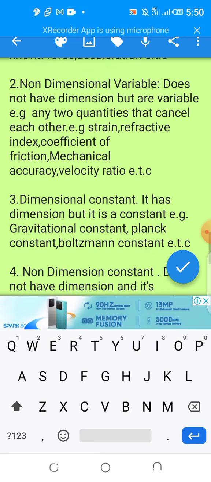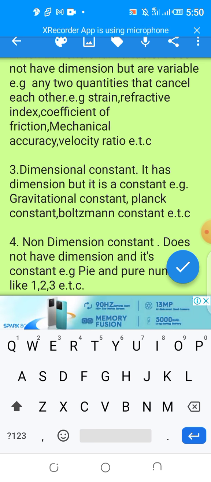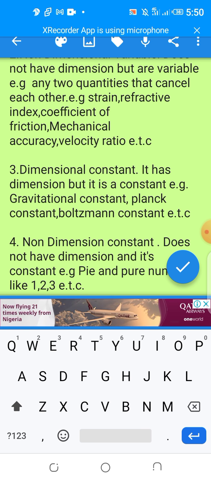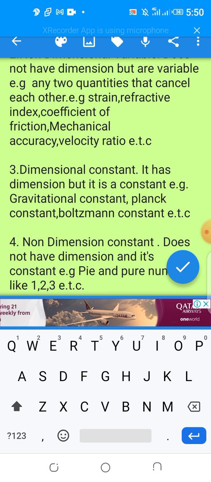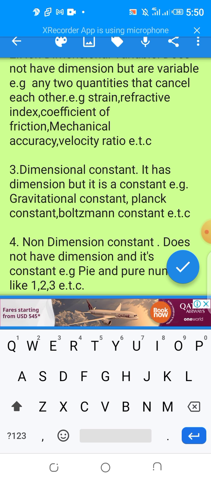Now the third one is dimensional constant. They are constant, they don't change, but they have dimension. Examples of dimensional constants are the gravitational constant, which is 6.67 times 10 to the power of minus 11. We also talk of the Planck constant, and the Boltzmann constant. All these constants are constant, but they have dimension. We'll get the dimension of these constants as we go in this class.